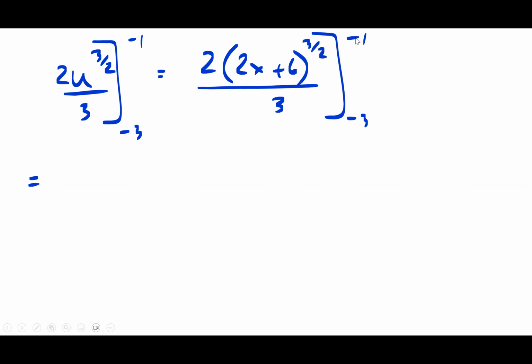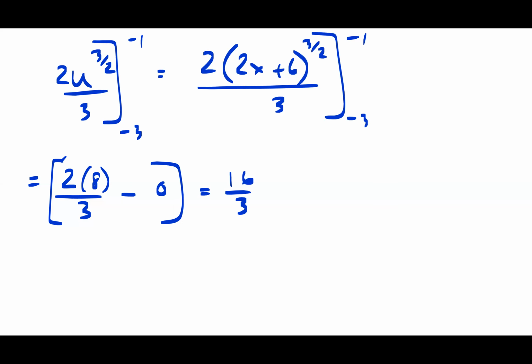Let's try -3 in here. -3 times 2 is -6. -6 plus 6 is 0. Oh, I went zero. Minus 0. Okay, for the -1: -1 times 2 is -2, -2 plus 6 is 4. The square root of 4 is 2, and 2 to the 3rd power is 8, so it's 16 over 3, or 8 times 2 over 3, minus 0. So for that first one it is 16 over 3. Second one.